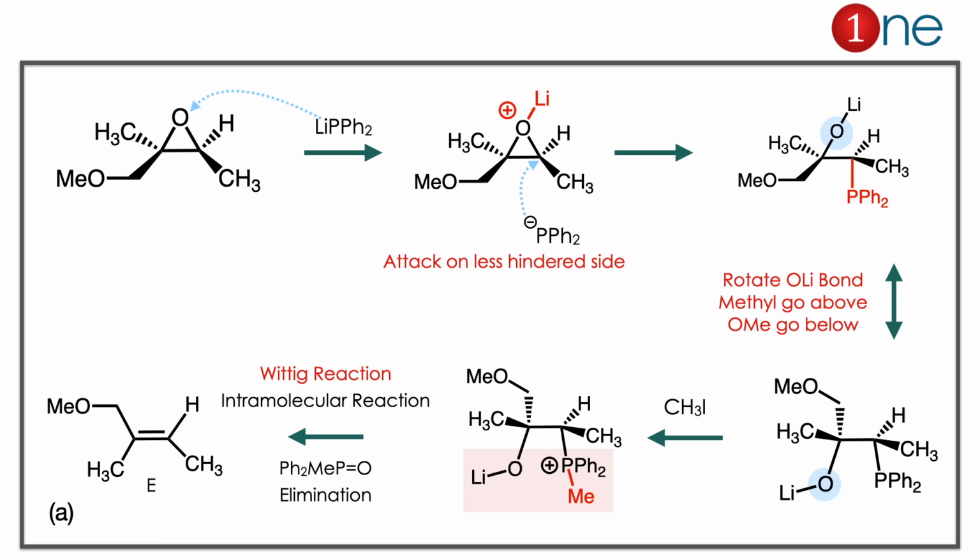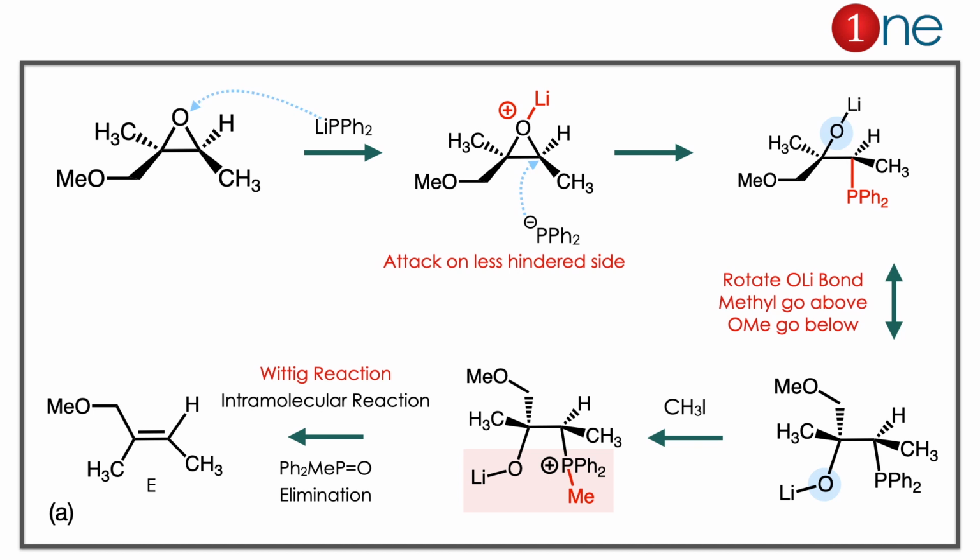Next step you are using the methyl iodide. Methyl iodide attacks the phosphine and you have a cation at phosphine and a negatively charged oxygen because lithium is an electropositive metal. So you have the possibility of Wittig reaction. The phosphine oxide is eliminated. It's an intramolecular Wittig reaction. So you have the E product there. So the answer is clearly A.